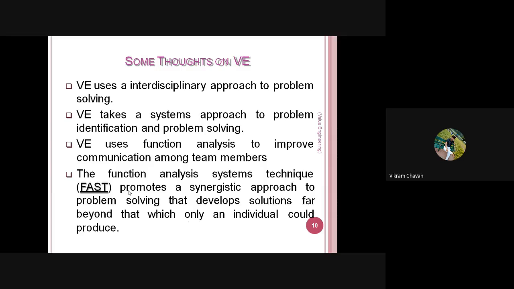It is a kind of teamwork, and the results come out of team discussion and team communication. Those results are accepted, and the further journey of the product will be decided on that basis. Okay. So these are some thoughts on value engineering, and here our chapter ends. So please write down some thoughts on value engineering.